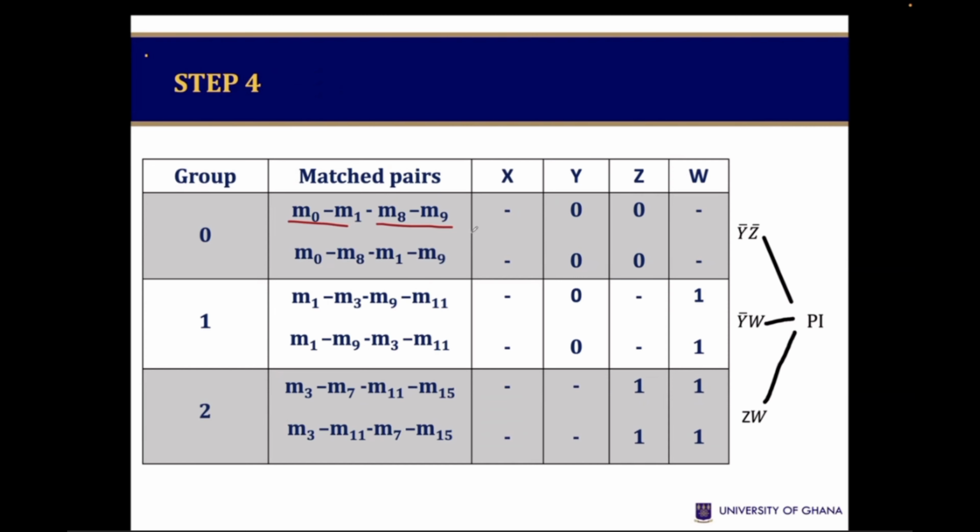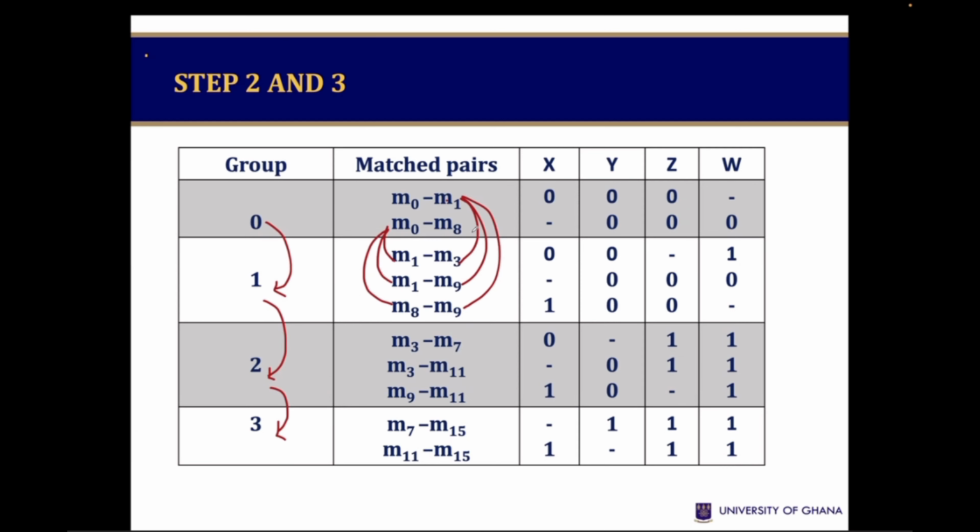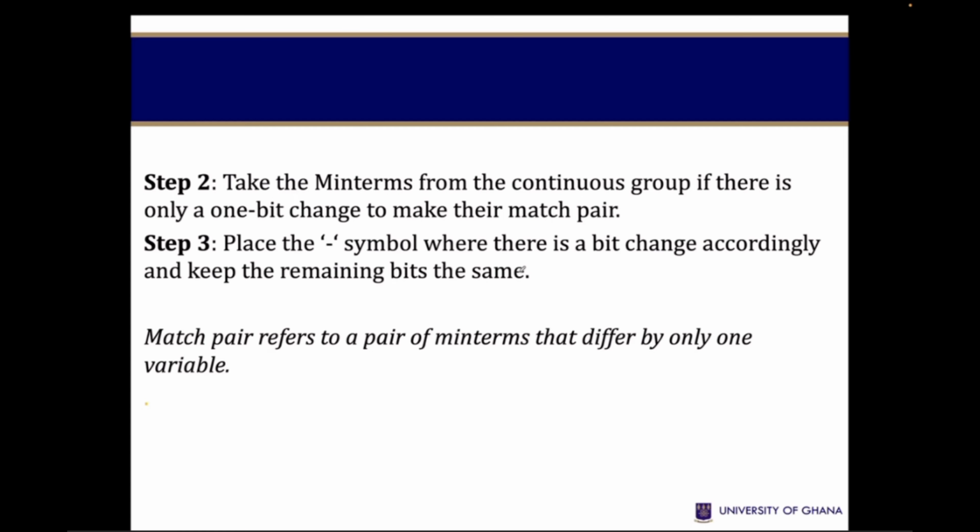So what do we have? This and this. At X, they both have dash. At Y, they both have 0. At Z2, they both have 0. And at W2, they both have 0. Okay, wait. Let's go back here and see again.